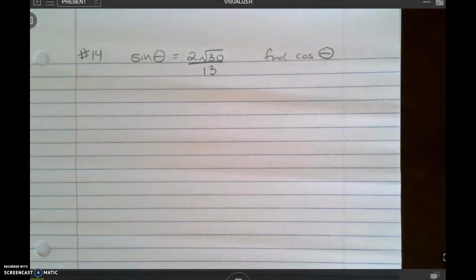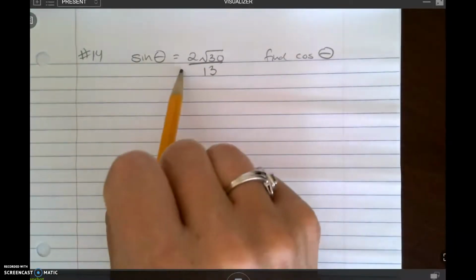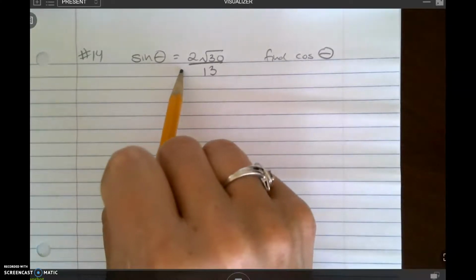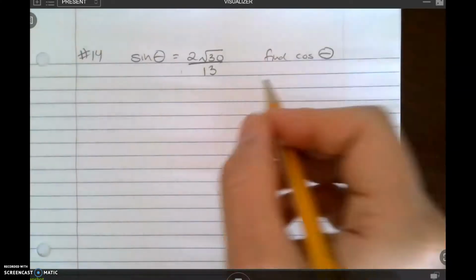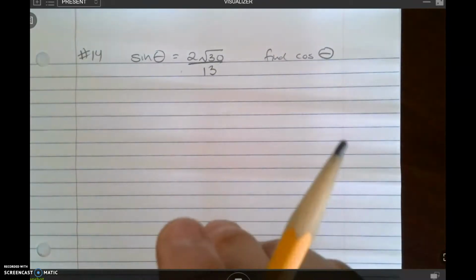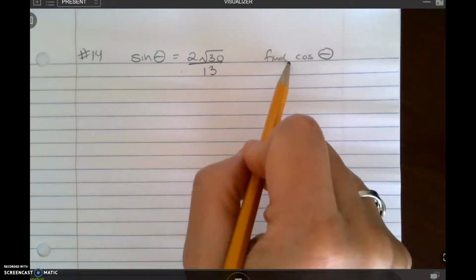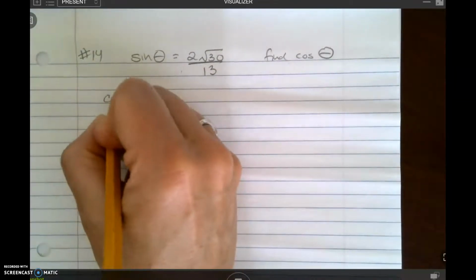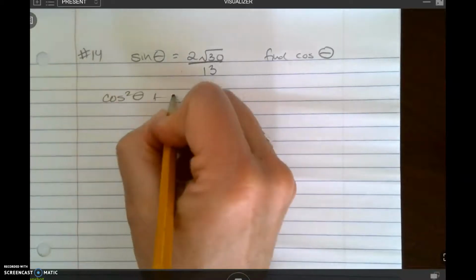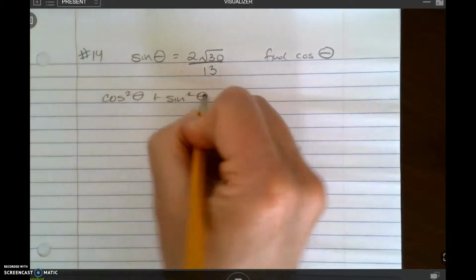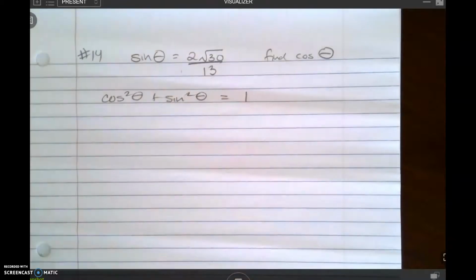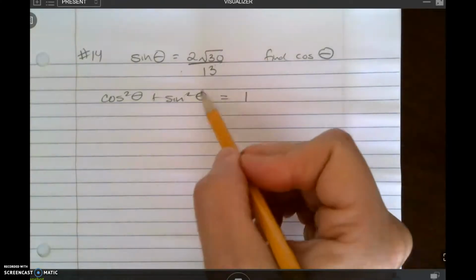So 14 is a lot like 13, where I'm given the sine. I'm told that it's in the first quadrant. So again, everything in quadrant 1 is positive, and I'm asked to find the cosine. So I'm going to use my Pythagorean identity theorem. And I'll put this sine in right here.